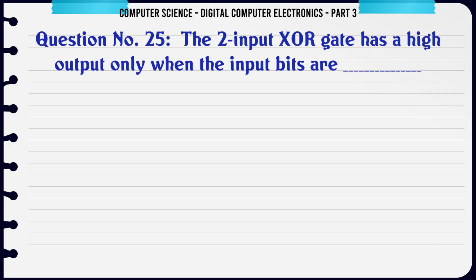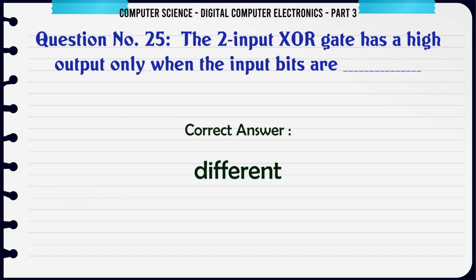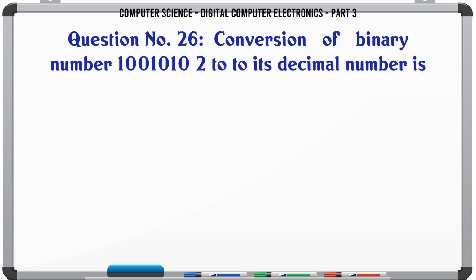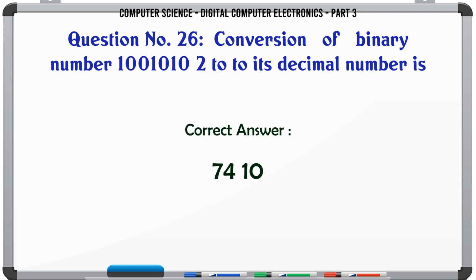The two-input XOR gate has a high output only when the input bits are A. Even. B. Different. C. Low. D. High. The correct answer is different. Conversion of binary number 10010102 to its decimal number is A. 7410. B. 9710. C. 7210. D. 6310. The correct answer is 7410.